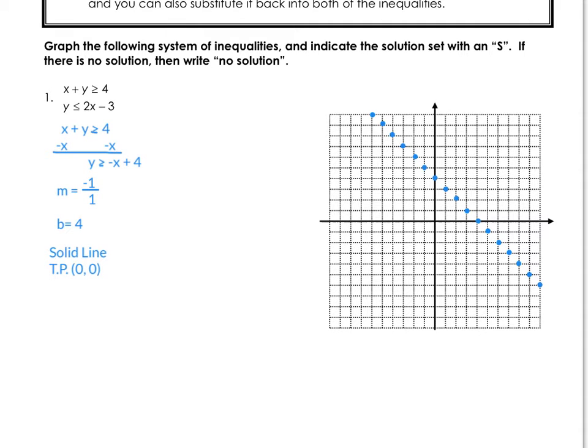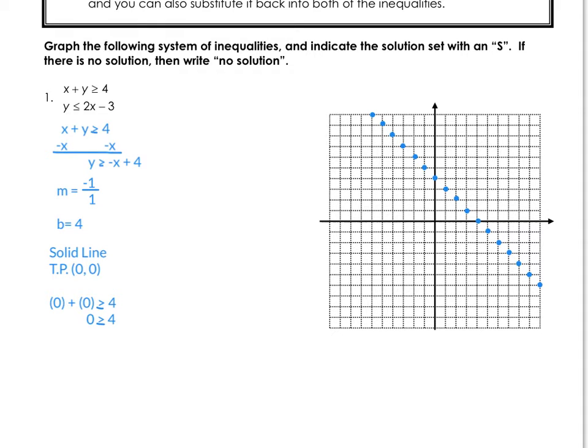So in the first equation that we're using, the x plus y is greater than or equal to 4, plug in 0, so 0 plus 0 should be greater than or equal to 4, and when we do that, 0 is greater than or equal to 4, and that is not a true statement, so that's false. So I'm going to shade away from that.